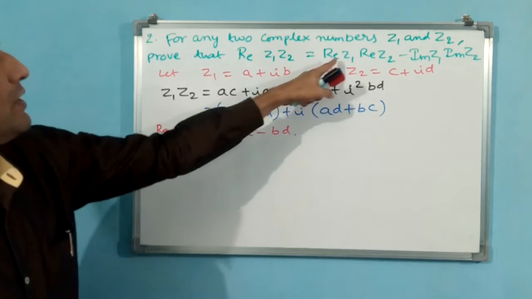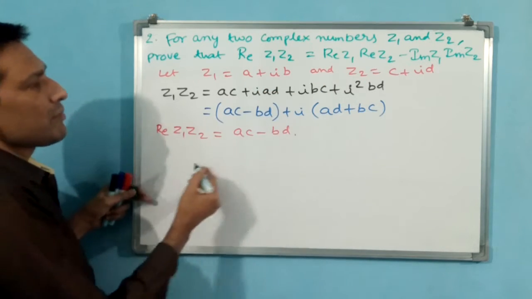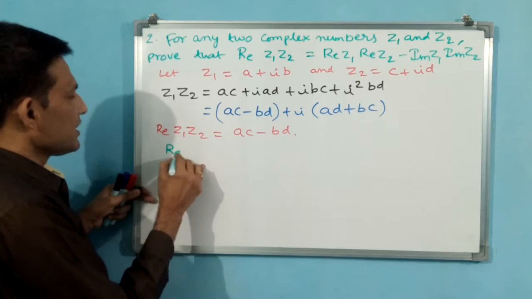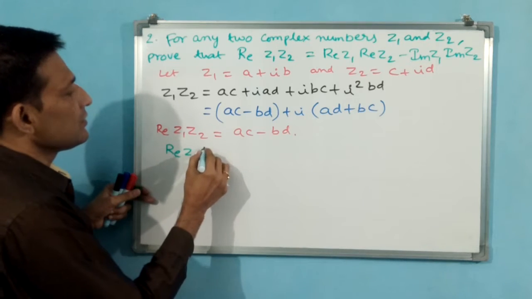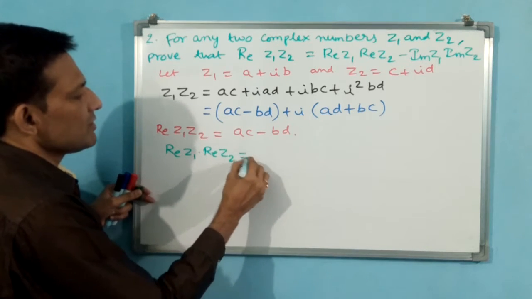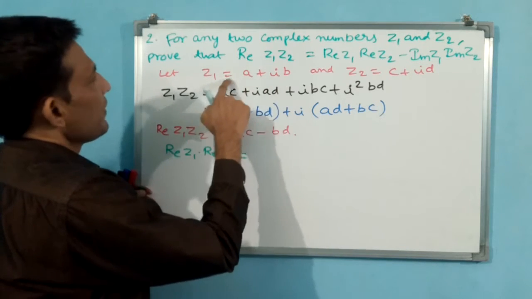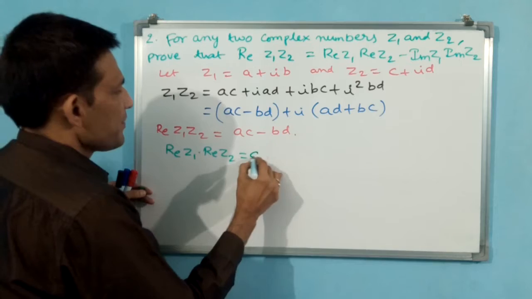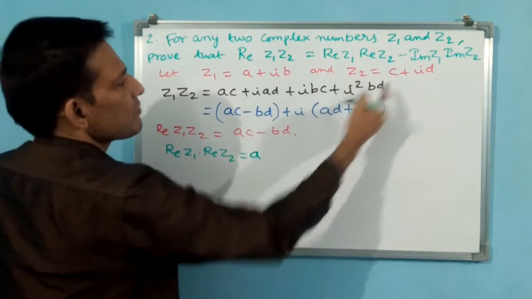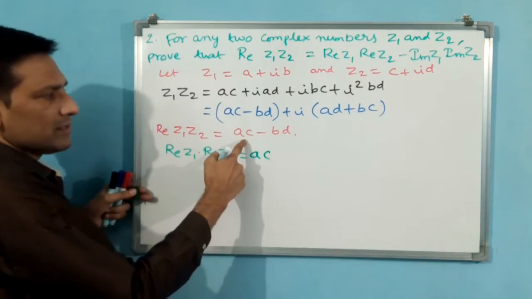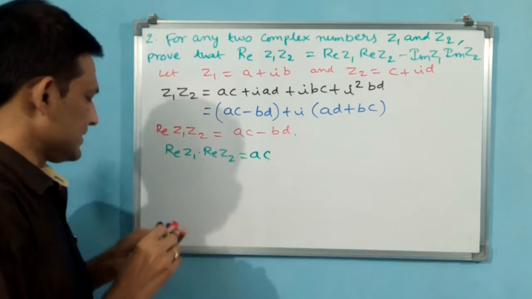And afterwards you see, real part of Z1 into real part of Z2 is equal to, now you don't see this, you see it here. Real part of Z1 is what? a. Real part of Z2 is what? c. Then again you write it.